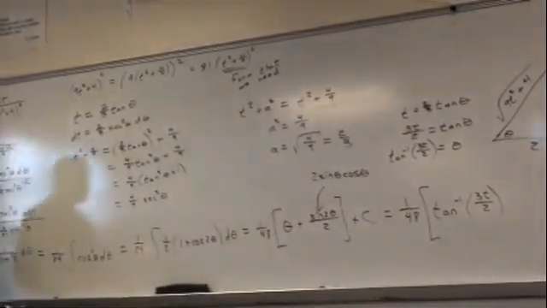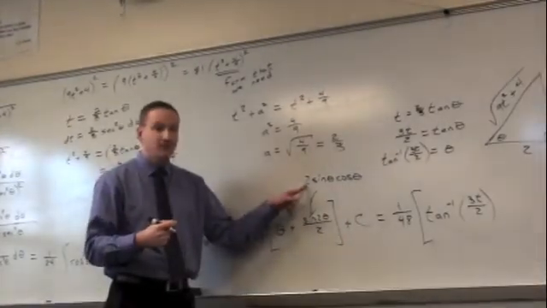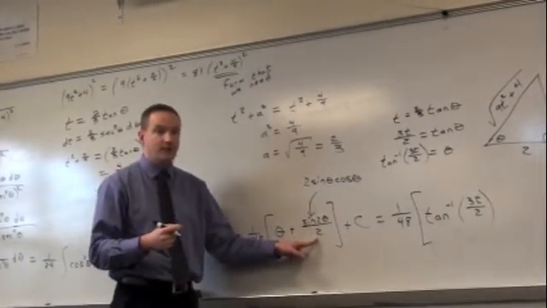Which now that I know that that's 2 sine theta cosine theta, that 2 conveniently cancels out with a 2 below it.